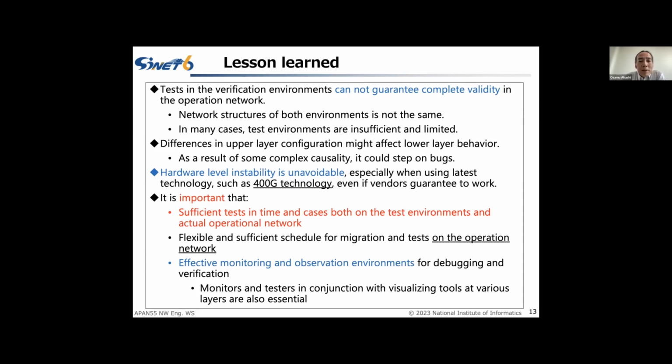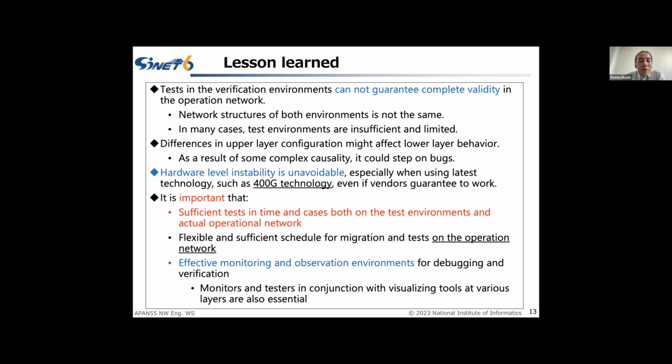Differences in upper layer configuration might affect lower layer behaviors. So there are somewhat complex causalities, but it could step on bugs. So it is sometimes a serious problem. The third point is hardware problems. Hardware level instability is unavoidable, especially when using the latest technology such as 400 gig technologies. It is unavoidable, but we have to tackle these problems.